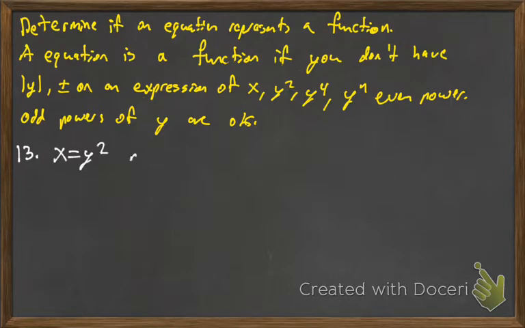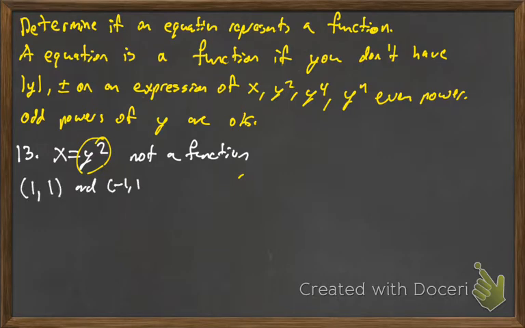So if I want to get x equals y squared, that has a y squared right off the bat, and so that is not going to be a function. Okay, and what we could check to show that is both (1, 1) and (1, -1) satisfy this relationship here.